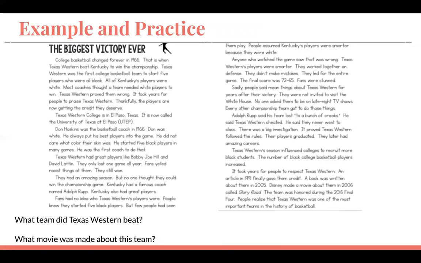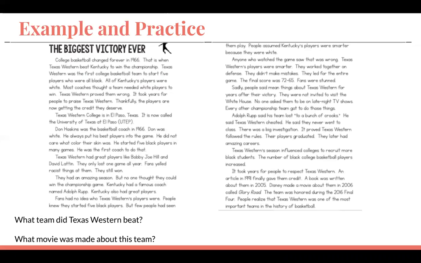Texas Western College is in El Paso, Texas. It is now called the University of Texas El Paso, or UTEP. Don Haskins was the basketball coach in 1966. Don was white. He always put his best players into the game. He did not care what color their skin was. He started 5 black players in many games. He was the first coach to do that.